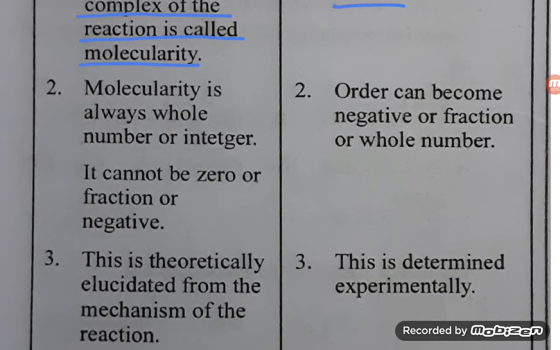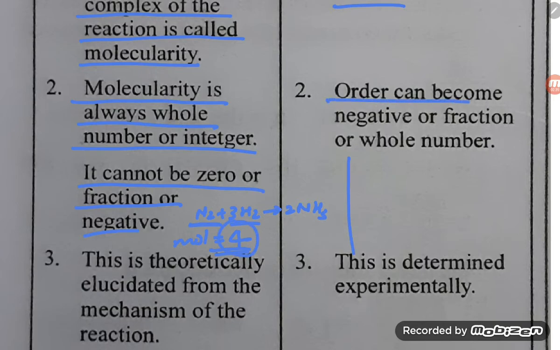Next point: molecularity is always a whole number or integer. It cannot be zero or fractional. Suppose N2 plus 3H2 gives 2NH3. If you count molecularity, how many molecules are there? 1 mole of N2 and 3 molecules of H2, so the total is 4. So it is always a whole number, it can't be zero or fractional. But the order can be negative, fractional, or a whole number.